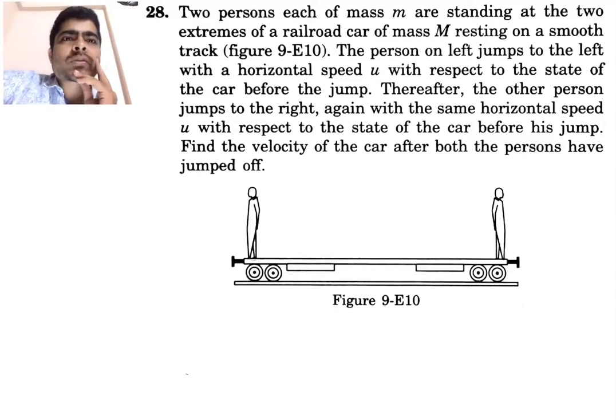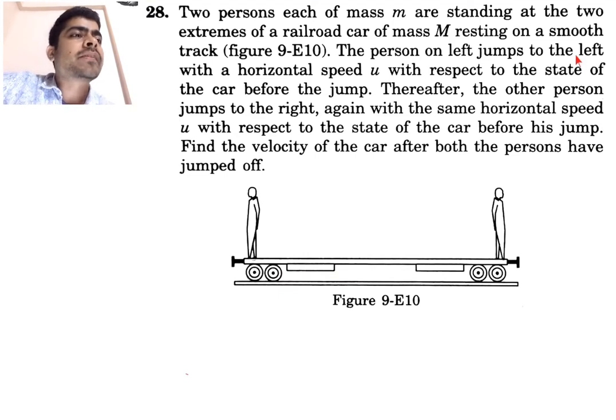Now let's look at this question number 28 from chapter number 9 of H.C. Verma volume 1. The chapter is about conservation of momentum. Okay, so let's read the question first. Two persons, each of mass m, are standing at the two extremes of a railroad car of mass m resting on a smooth track. Okay, so the track over here is smooth. This is your car. Okay, so one person is over here, the other person is on the other end.